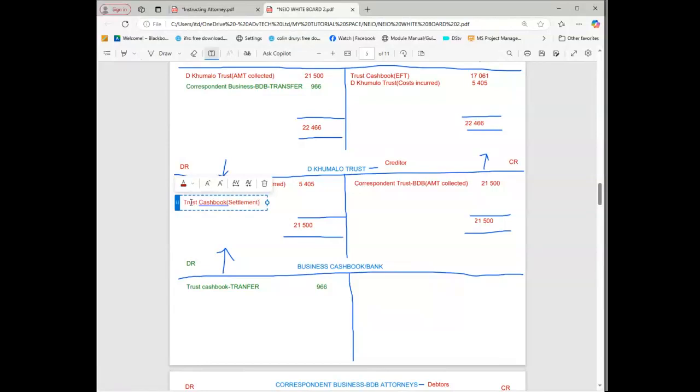Come again, you said? Sorry, do you want the amount? The amount is 16095. Yes, this is the amount that is going to be paid to Kumalo, and then it must be paid from the trust cash book, meaning we're going to transfer this and take this money from the trust cash book. Are you okay? Yes.